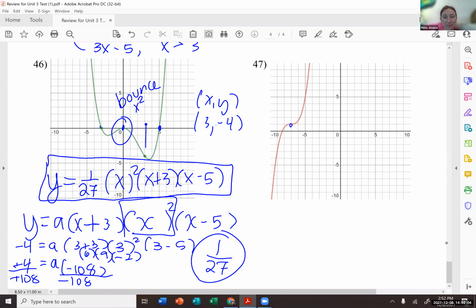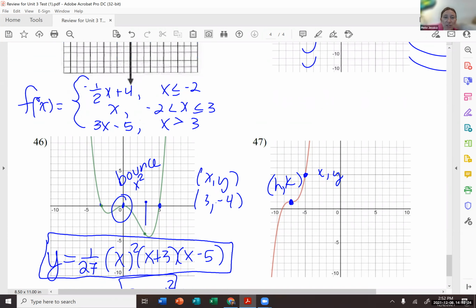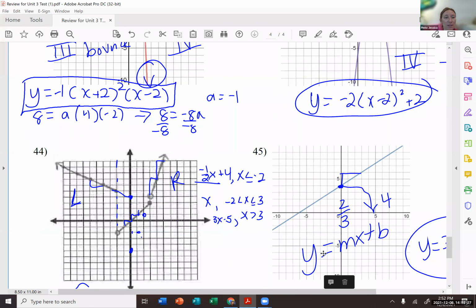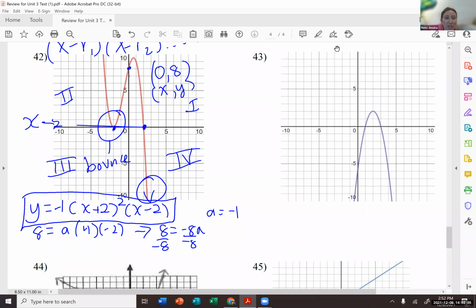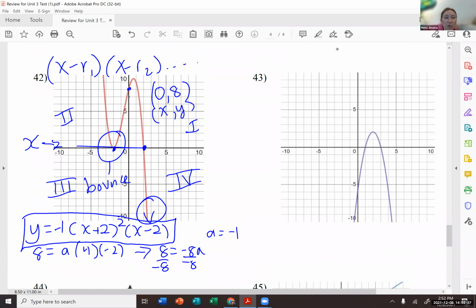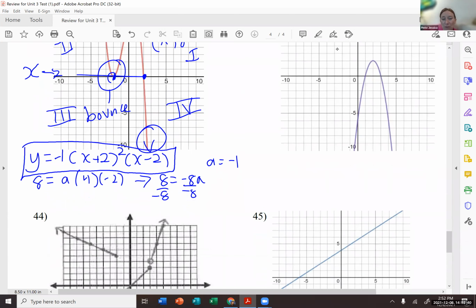All right, 47 is a snake shape. It's cubic. There's my turning point. And here's another ordered pair, x comma y. This turning point is the HK, and it's nice to be able to know the HK form. So how would you know that 46 is not HK? There are too many turning points. Just like in 42, yeah, 1, 2 turning points. So that's another way you know which function it is.